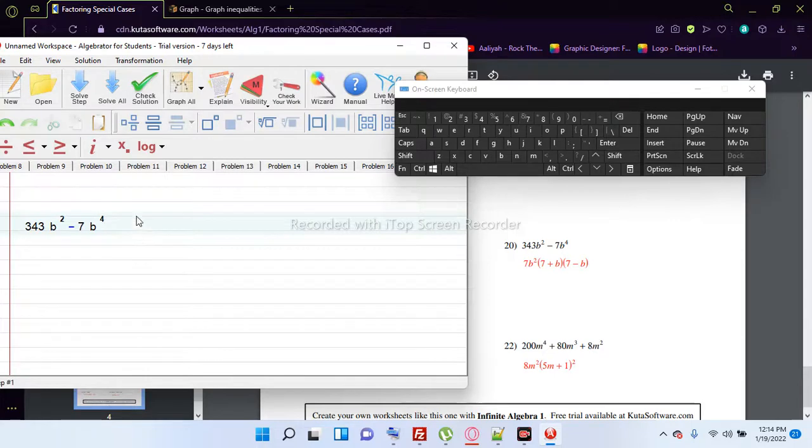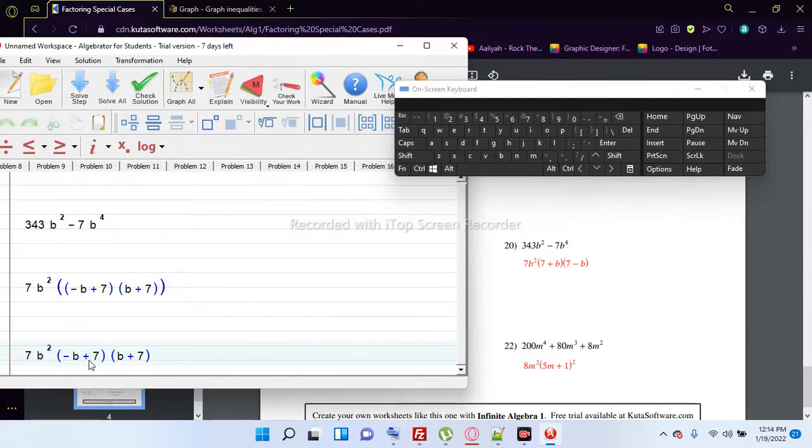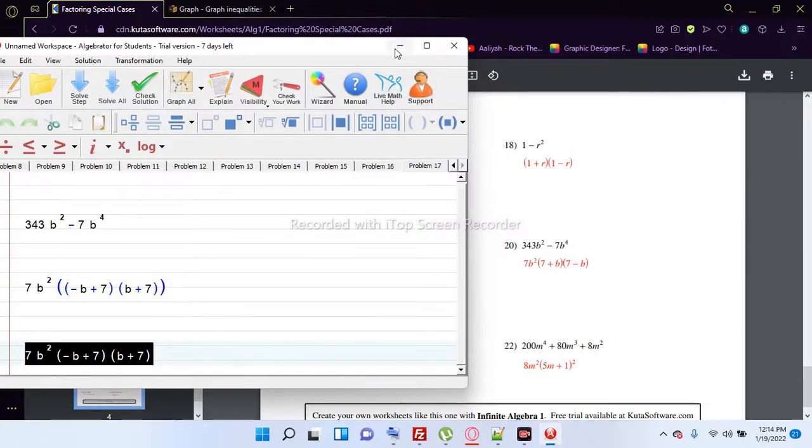Solve steps. Further simplification is not possible. So there's a negative b plus 7, b plus 7. It's negative 7 minus b, 7 plus b. See, 7 plus b, and then it has a negative b plus 7. This is the correct answer right here. And I'm going to show you how it gets the correct answer, how to prove it.